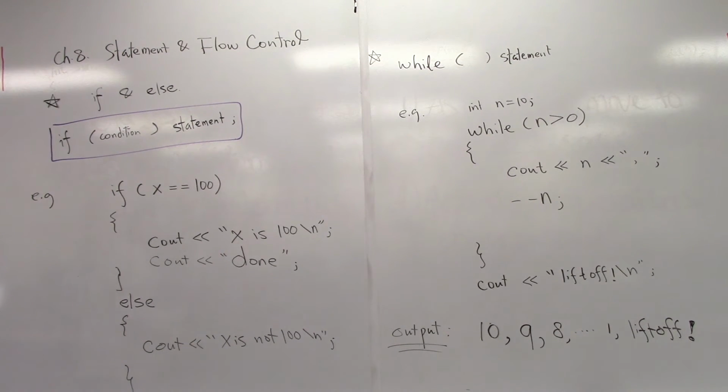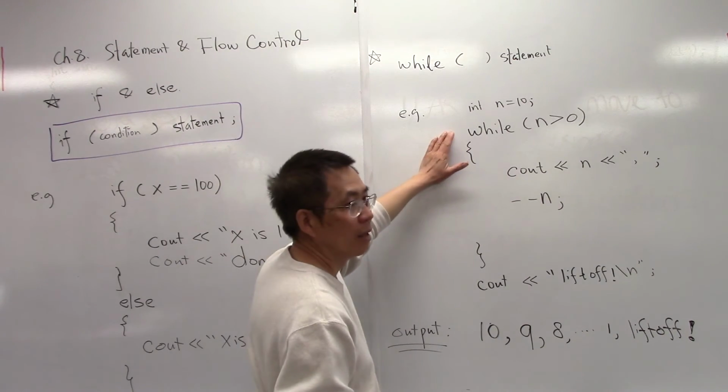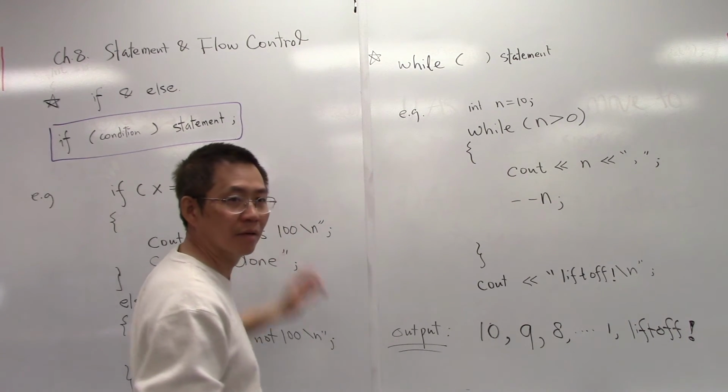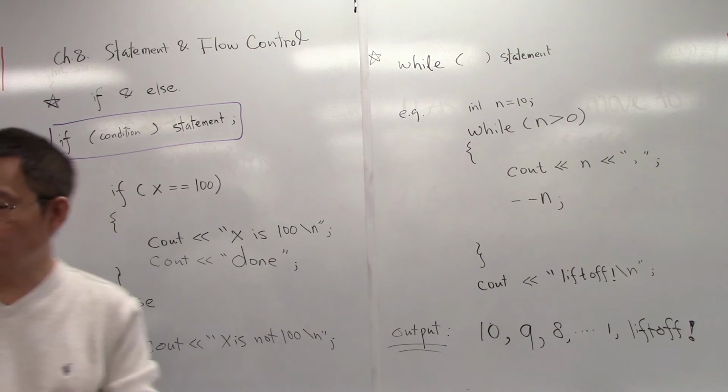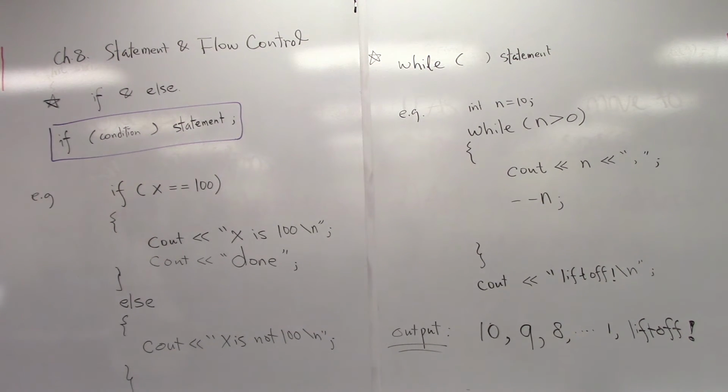Alright, so you can see the difference between the while and the if. What is the main difference between a while statement and an if statement? If only executes once. Okay, while is a looping statement. What is the danger of using a while statement? You get stuck in it. It can become a dead loop.